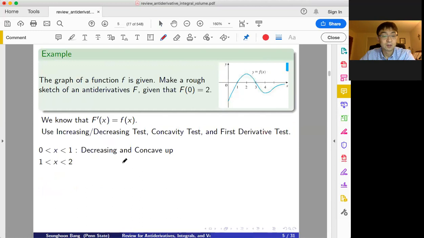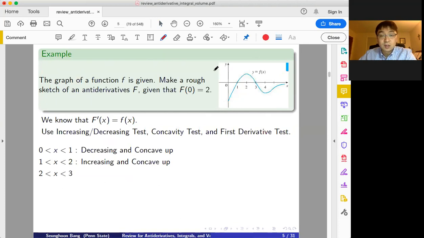Like this. Now x is between 1 and 2. Is capital F of x increasing or decreasing in the interval 1 to 2? What do you think? Yes, this is increasing because we have positive capital F prime. One more: capital F prime of x is increasing. The graph of capital F is concave up. So we have increasing and concave up.